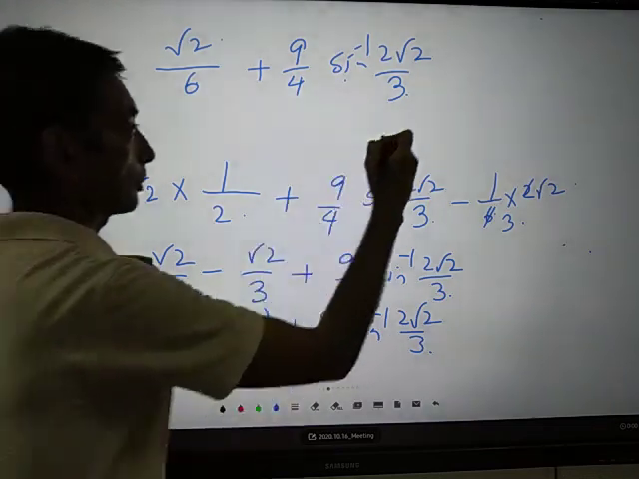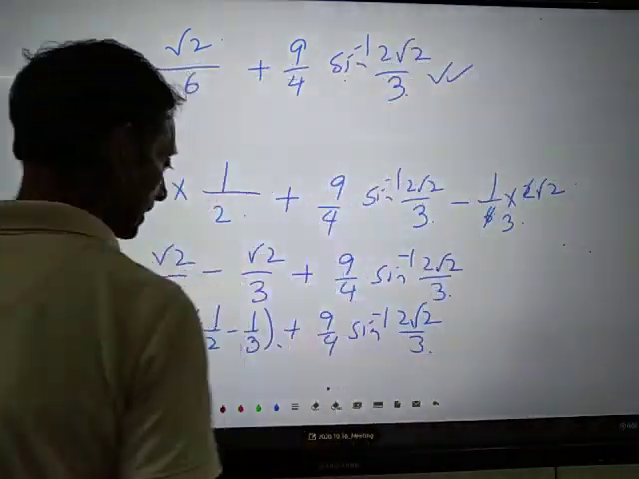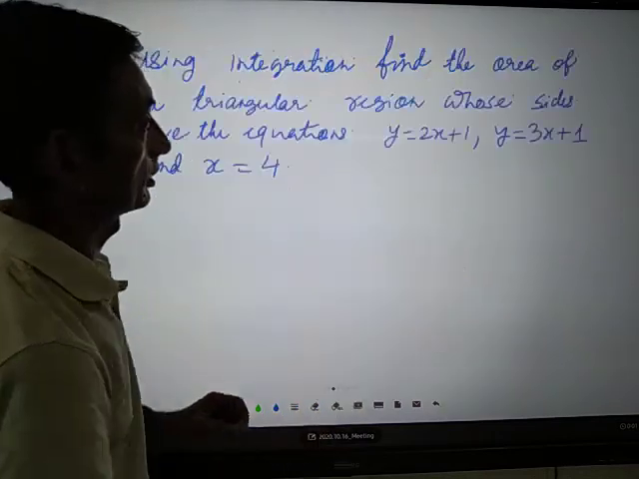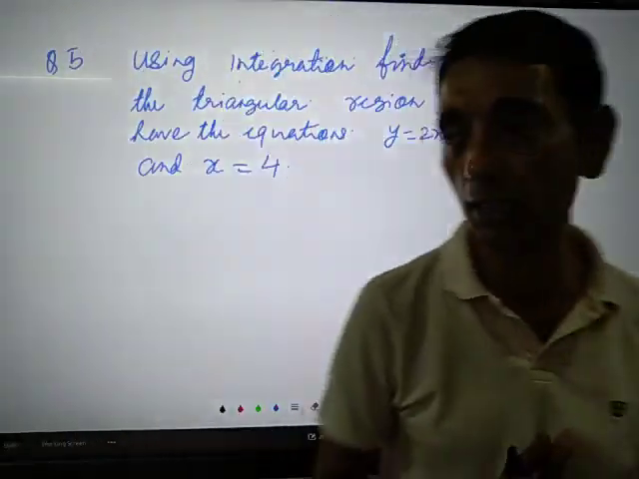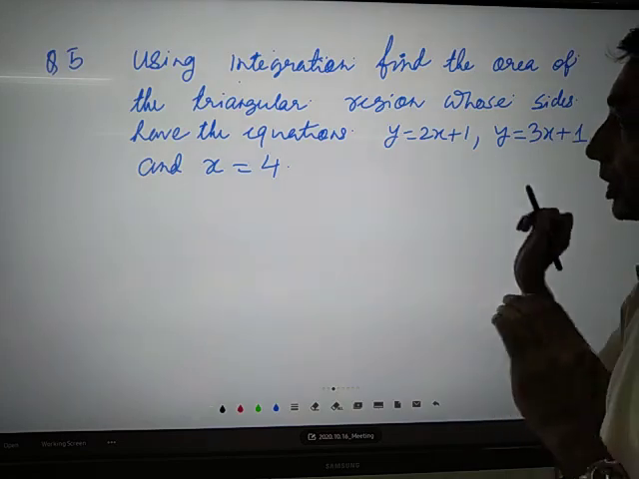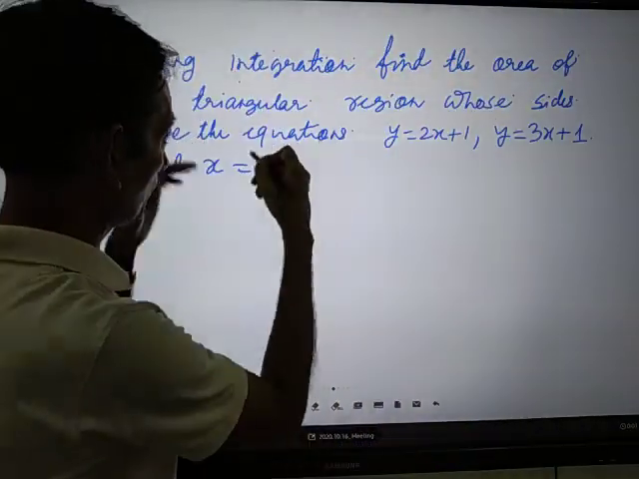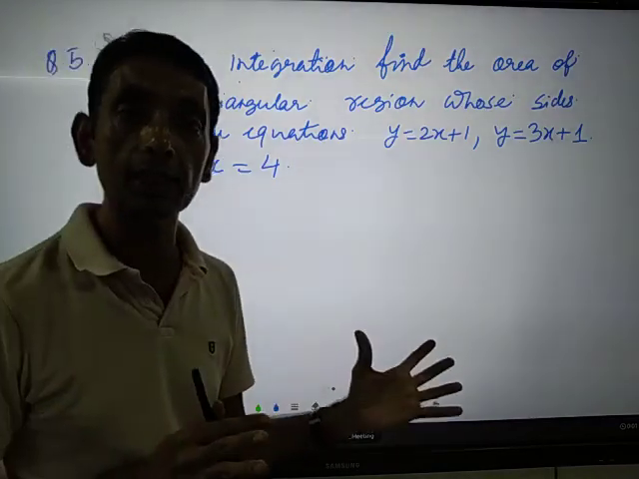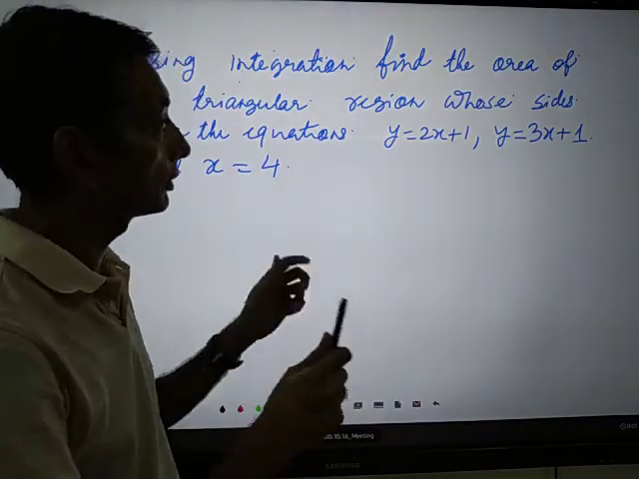And these types of questions are very, very important for your boards. Now, from the same exercise, I'm just going to solve another question. And this concept is very important for your board exams, especially finding the area of a triangle with the help of integration. There are two types of questions. In one type, coordinates are given: vertices of a triangle are given, and from there you need to find the area.